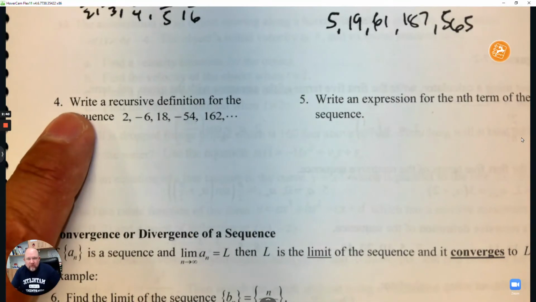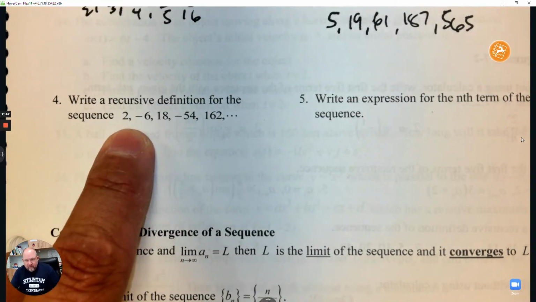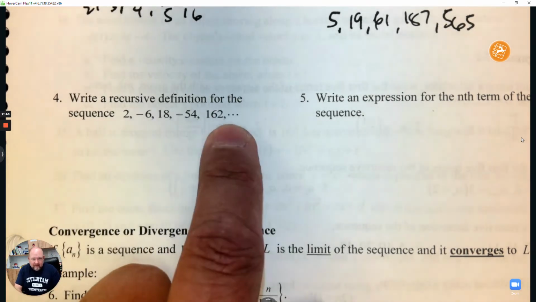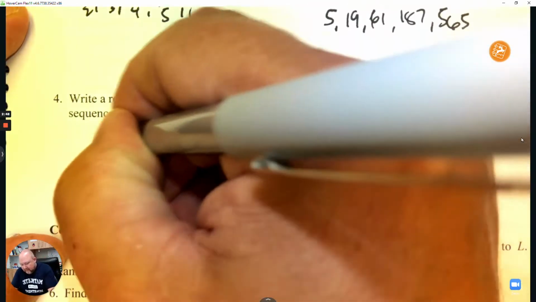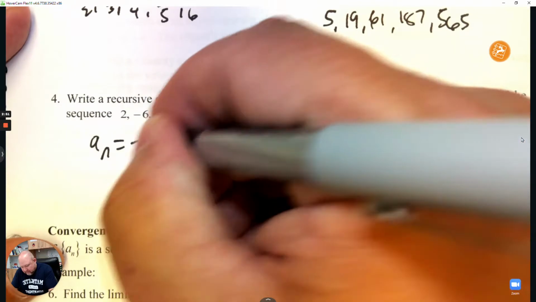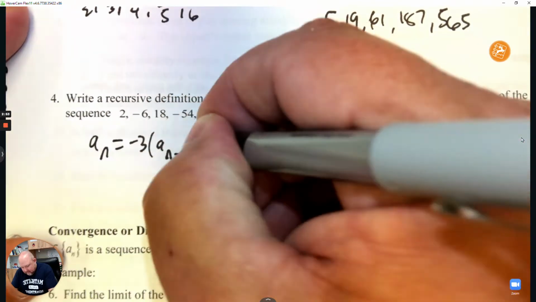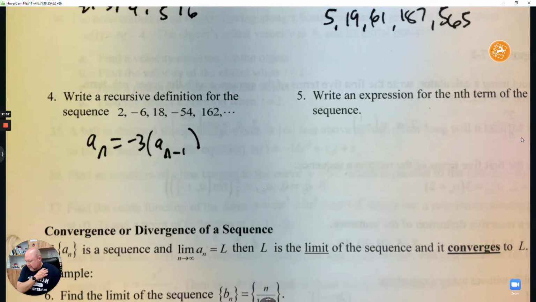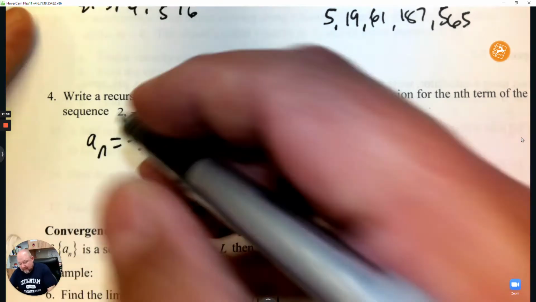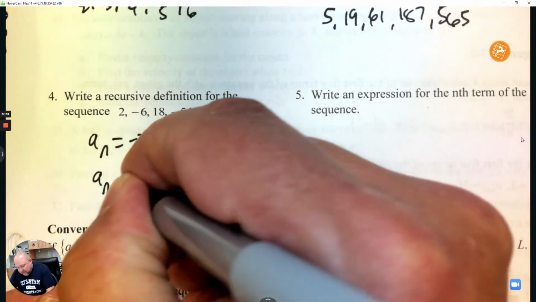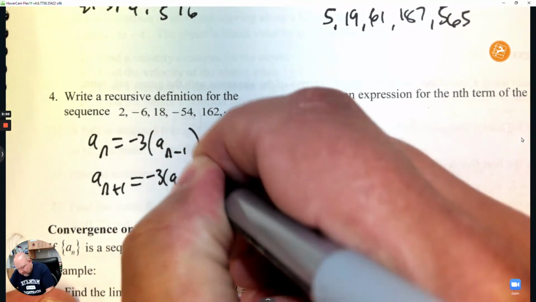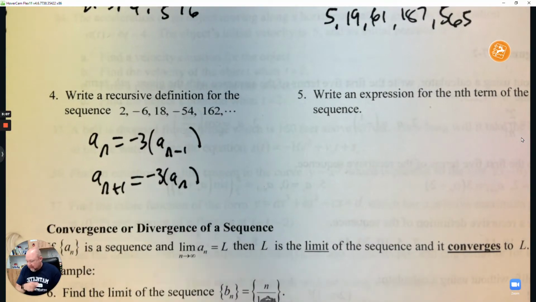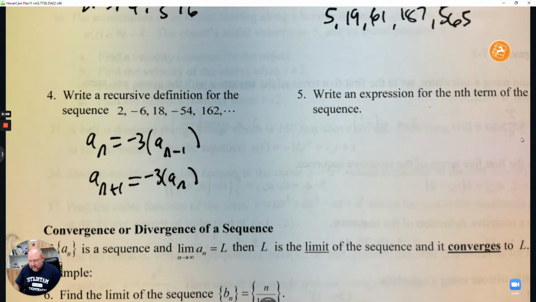Number 4, write a recursive definition for this. Every time you're multiplying by -3 to get the next one. So the formula would be: you take the term before, and you multiply by -3. We can also write it with a plus 1: the term ahead is the term before multiplied by -3. They mean the same thing.